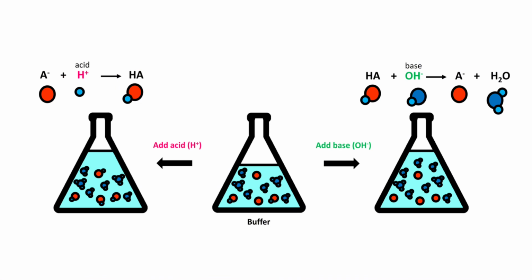When an acid is added to a buffer solution, the weak base component of the buffer reacts with the added acid, converting it into its conjugate base. Similarly, when a base is added to a buffer solution, the weak acid component of the buffer reacts with the added base, converting it into its conjugate acid. These reactions help to keep the pH of the solution relatively constant.